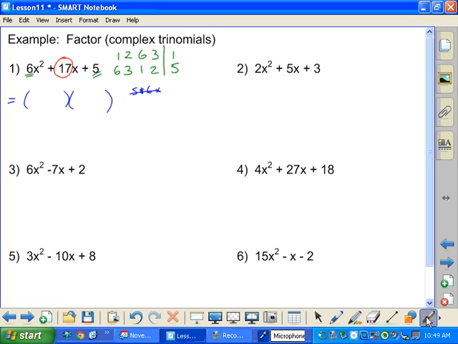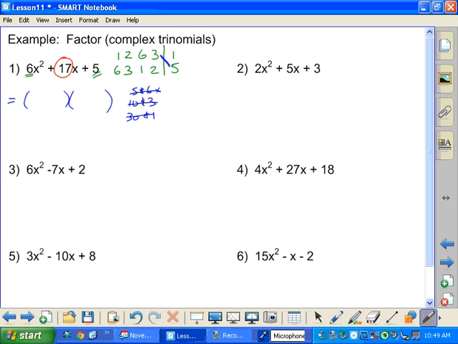I move over 1. So the 2 times 5 is 10. 3 times 1 is 3. So now I have 10 and 3. Will that add up to 17? The answer is no. And you keep working your way across. All right. So 6 times 5 is 30. 1 times 1 is 1. So 30 and 1. That doesn't work. So I'm down to my last one.